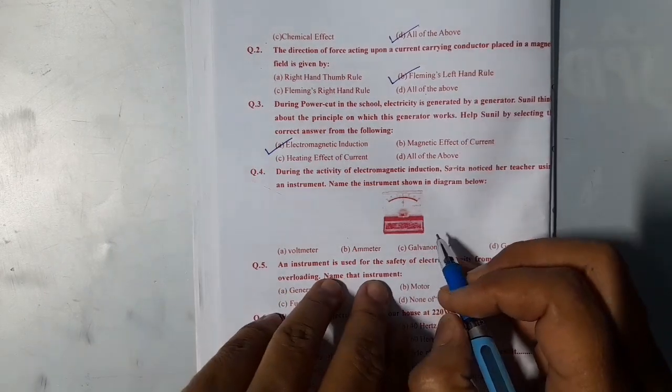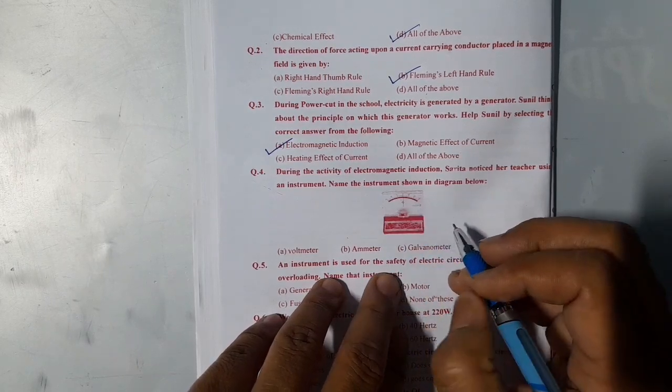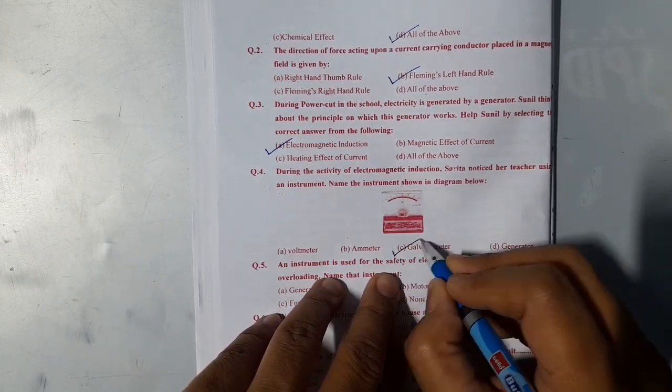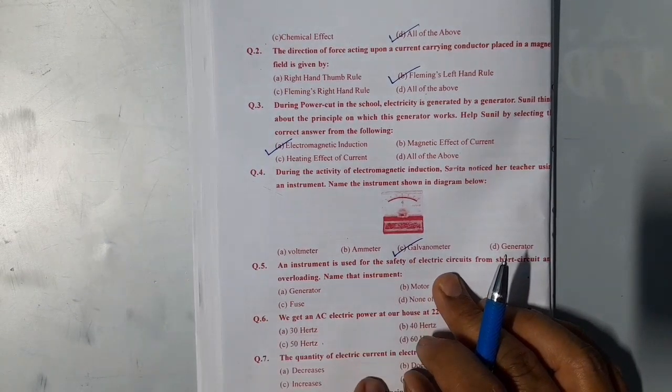So students, you see there is G written in this instrument. So this instrument is galvanometer. So its correct option is option C.